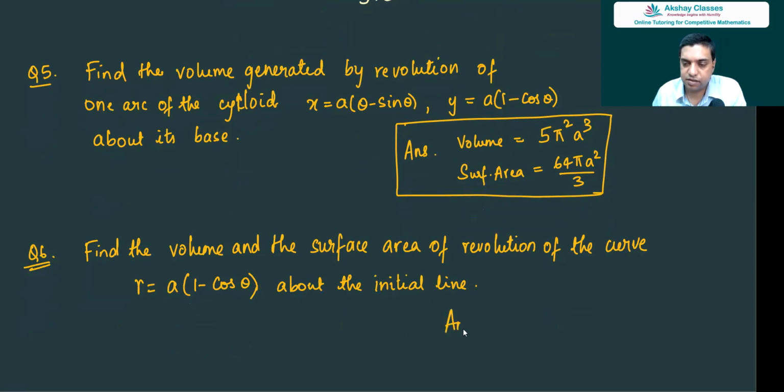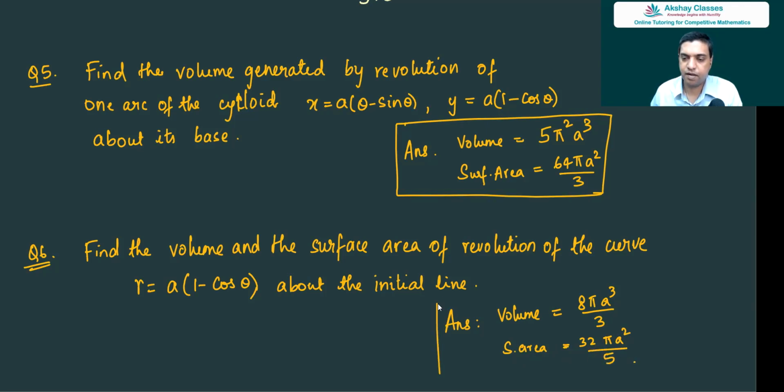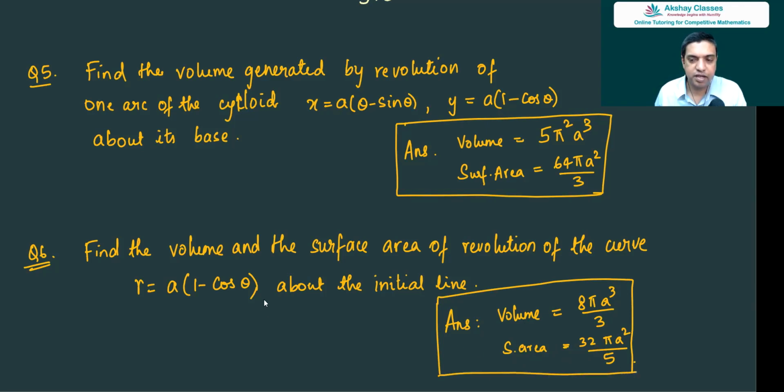Okay, answers. Volume is 8 pi a cube by 3. Surface area 32 pi a square upon 5. Okay, attempt these 2.